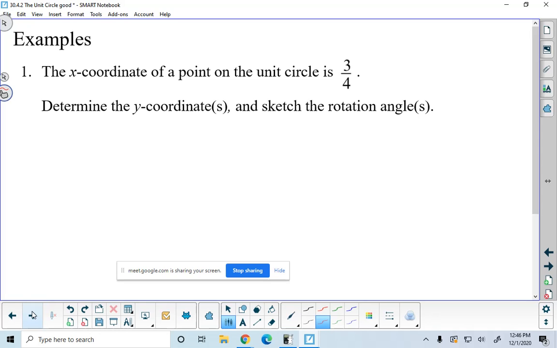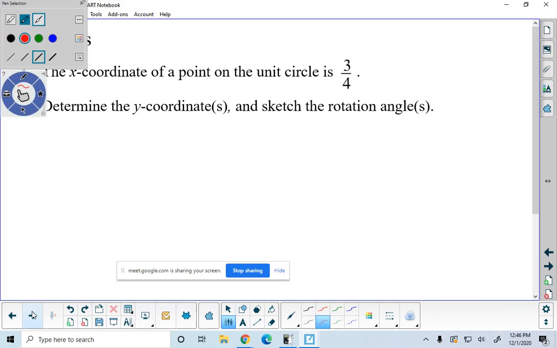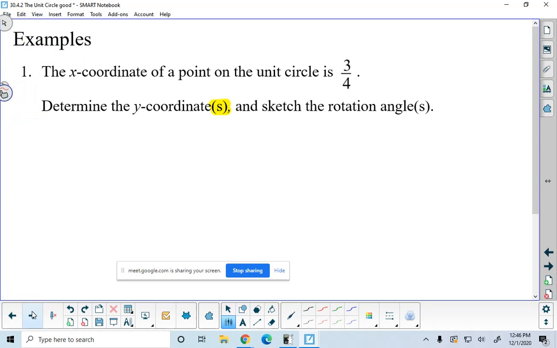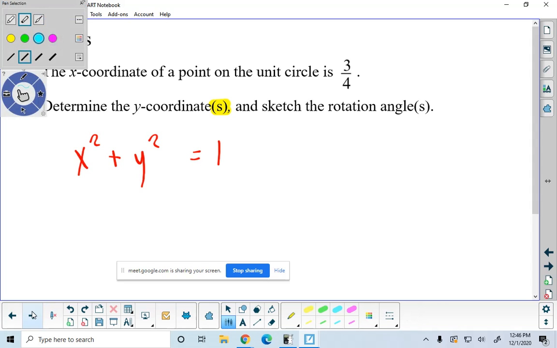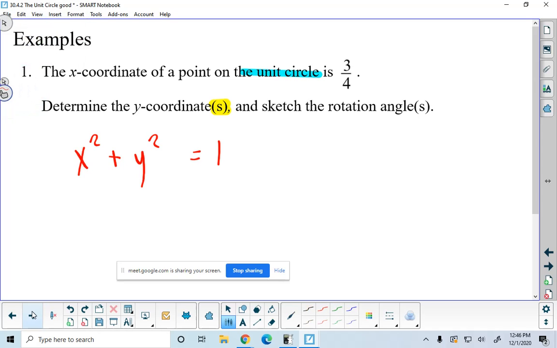All right, let's take a look at some examples then. The x-coordinate of a point on the unit circle is 3/4. What are the y-coordinates? Now that's interesting because it doesn't say what is the y-coordinate, it says what are the y-coordinates. Let's solve this by using the formula for the equation of a unit circle, x squared plus y squared equals 1. If it's on the unit circle, x squared plus y squared is equal to 1. So I can put in 3/4 for x. I have to square that, and I'm putting it in brackets. Plus y squared is equal to 1.